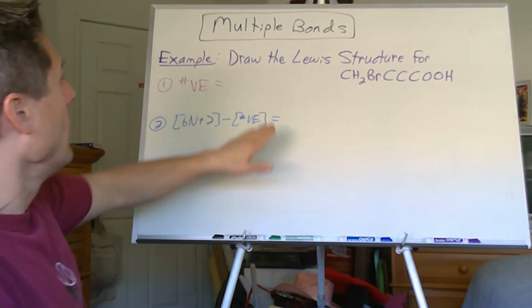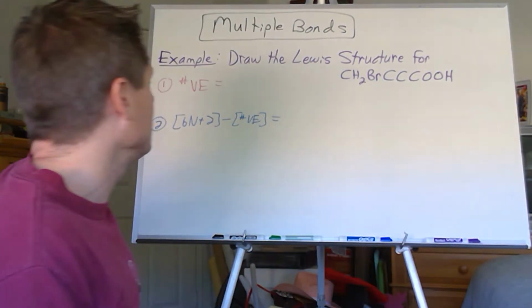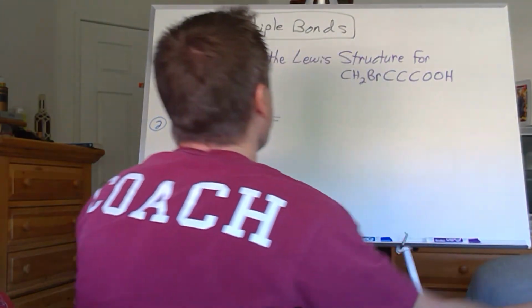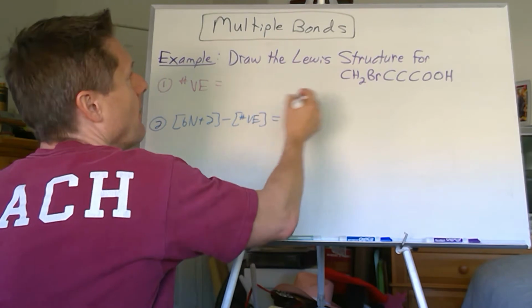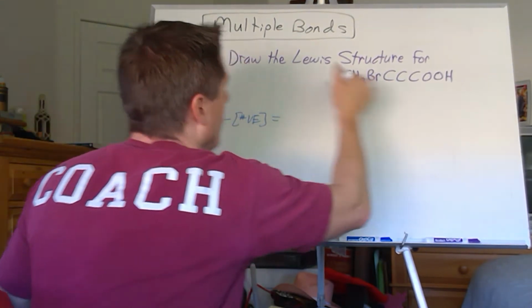Let's calculate this. So we've got a lot of atoms in here. Lots and lots and lots. So we could just do this in our head if we want to, but let's count it out. We've got 1, 2, 3, 4 carbons, right?